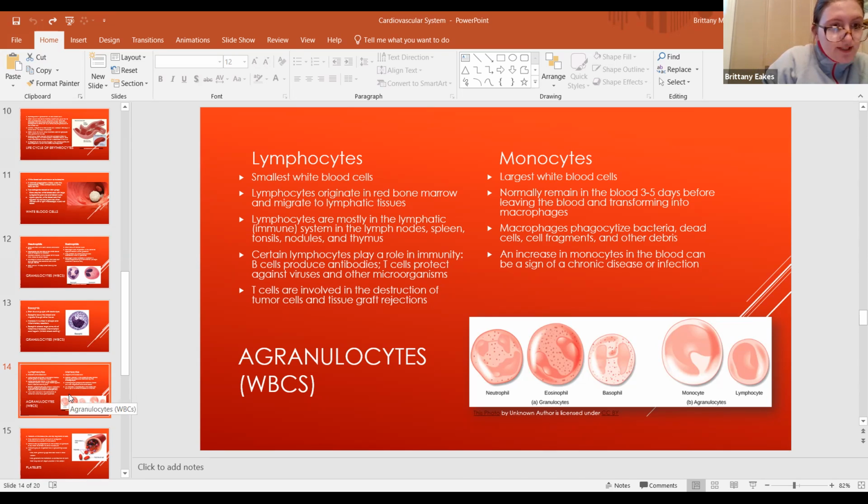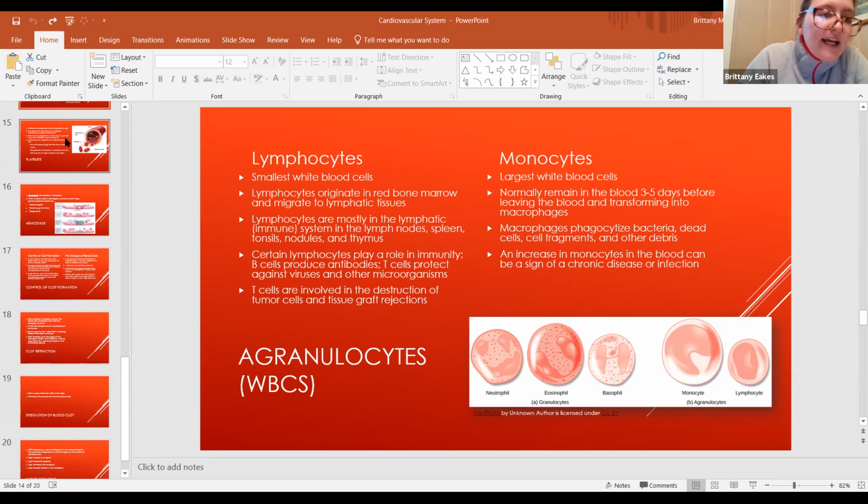So those are your white blood cells. There's 5 types. Just know the main function of them. So lymphocytes, which would be immune system, antibodies, and protection against viruses. Monocytes, they turn into macrophages and phagocytize bacteria.